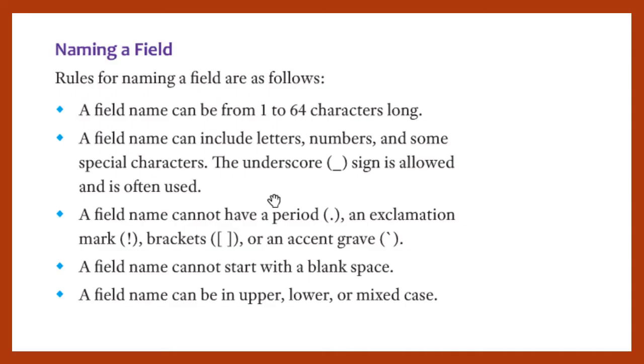Rules for naming a field. There are certain rules for naming a field, which are as follows. Firstly, a field name can be from 1 to 64 characters long. Secondly, a field name can include letters, numbers and some special characters. The underscore sign is allowed and is often used.